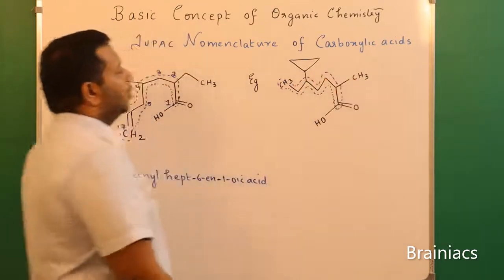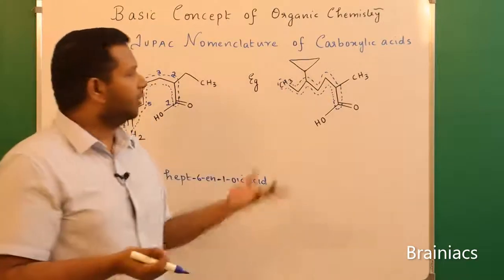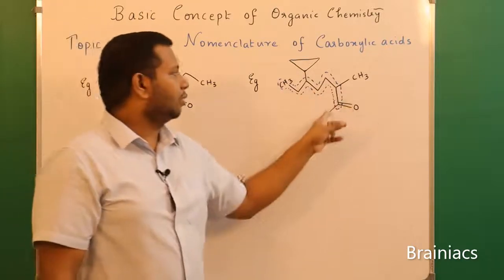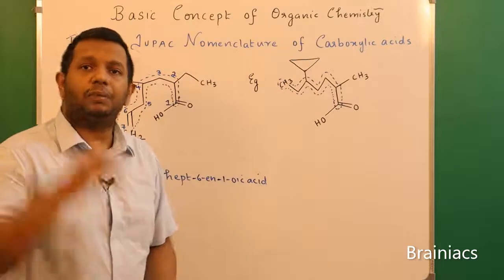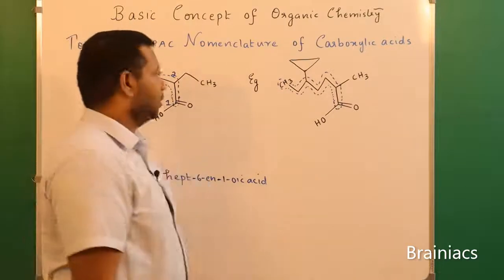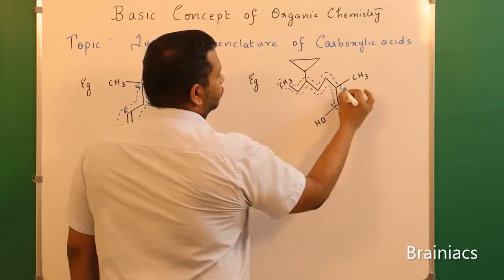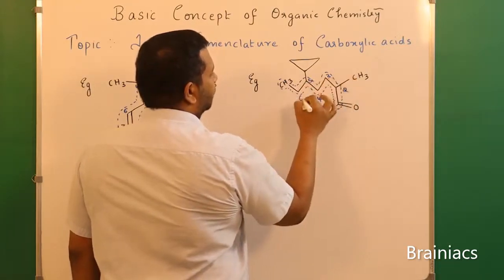Now some students may feel doubts: sir, here a cyclo compound is there, why have you not considered it? Very simple answer: the functional group is attached to the linear chain compound, so that's the reason why this is the parent carbon chain. In this case the cyclo compound will behave like a substituent. Okay, so what should be the numbering? 1, 2, 3, 4, 5, 6, 7.